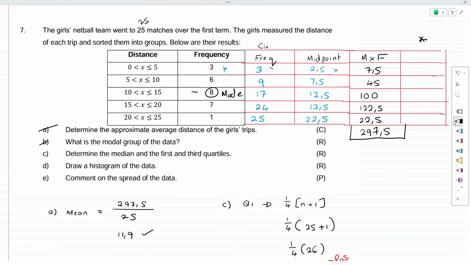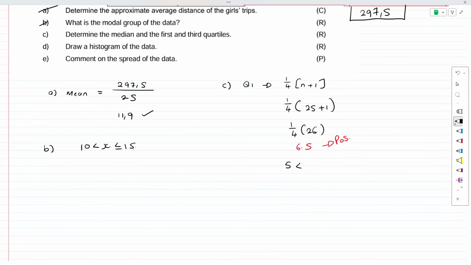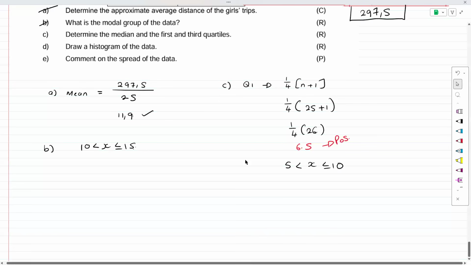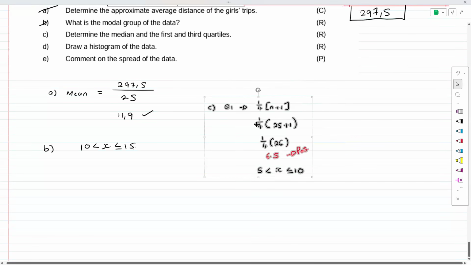6.5 doesn't fall here. It falls in the second quadrant. So this is quartile 1. This is 5 there and there. Okay. Guys, please double check everything. If it doesn't look right to you, it doesn't look right. Make sure you go and double check. But that only works when you understand the math.